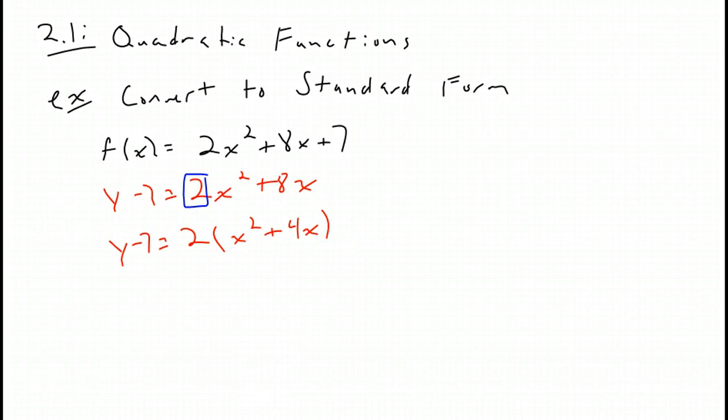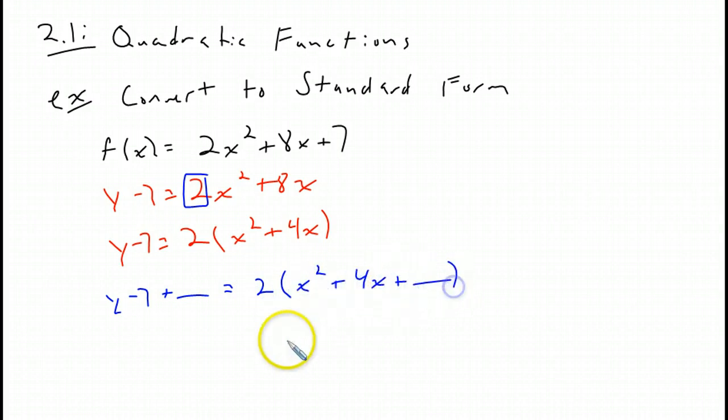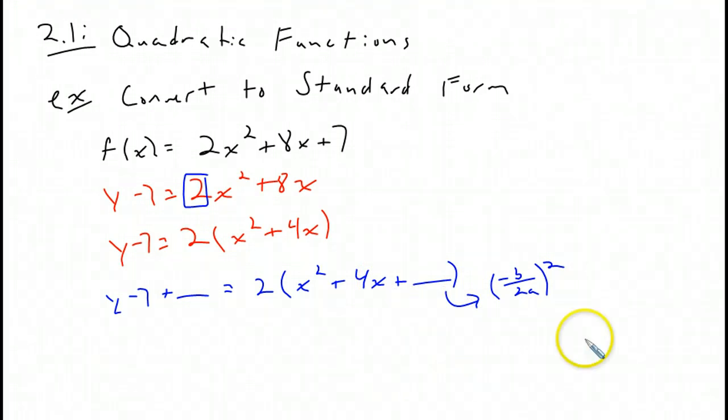Now we can actually do the completing the square part. So I have y minus 7 plus some number, I don't know what it is, equals 2 times x squared plus 4x plus some number, I don't know what that is. However, what goes in here is negative b over 2 squared. Again, if you don't remember this stuff, you can look at the complete the square review. I go over it in much more depth in that video. So into this blank I have negative b over 2 squared. No a there, just negative b over 2 squared.